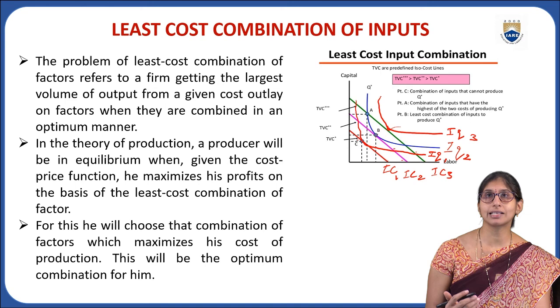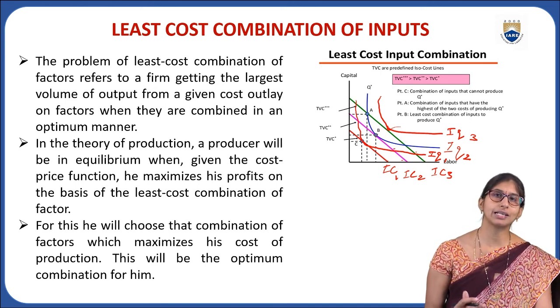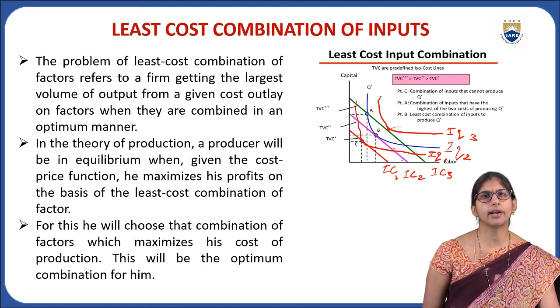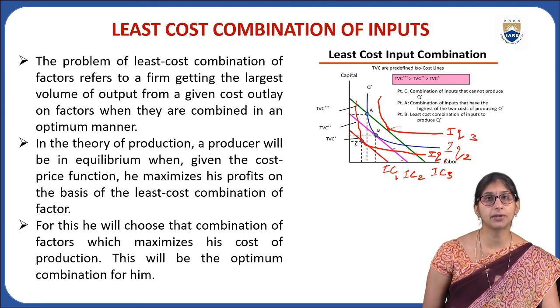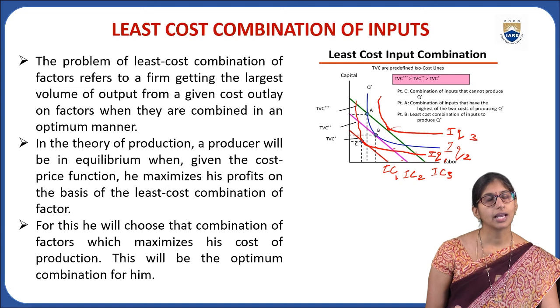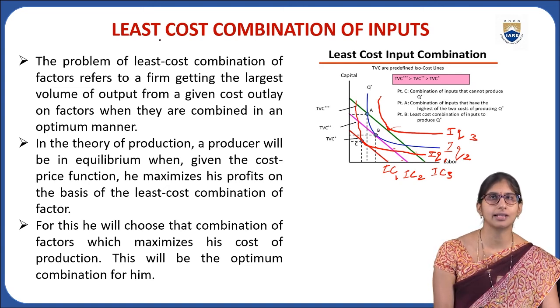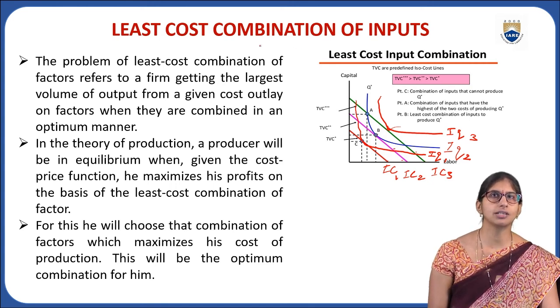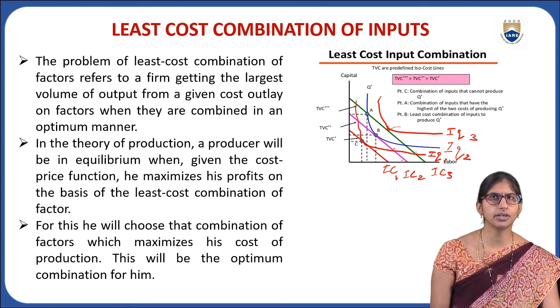Coming to this least cost combination of inputs, one must know what the least cost combination is. We know that more capital and less labor can give an equal amount of total cost. But what is the optimum level? We look for the combinations of labor and capital in the case of isocost as well as isoquant, and which one gives more optimization. To determine the optimization of the combination of both input factors, labor and capital, we study the least cost combination of inputs. Least cost combination of input factors refers to a firm getting the largest volume of output from a given cost outlay of factors when they are combined in the optimum manner.